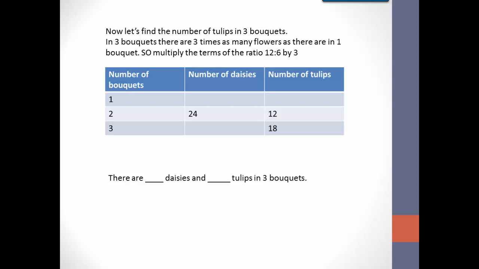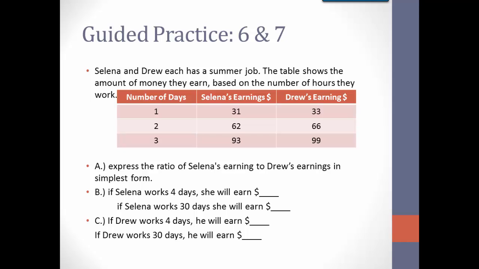Now let's find the number of tulips in 3 bouquets. In 3 bouquets, there are 3 times as many flowers as there are in 1 bouquet. So multiply the terms of the ratio, 12 and 6, by 3. And then write in your journal, on your guided practice sheet, there are blank daisies and blank tulips in 3 bouquets. Now here's a guided practice for you to do. Pause the video and go ahead and work it out.